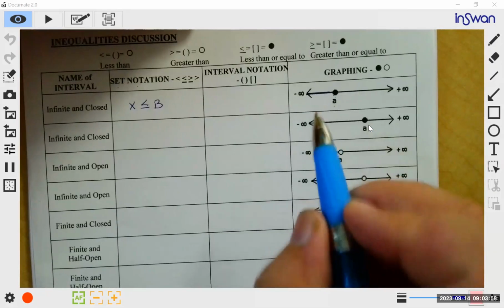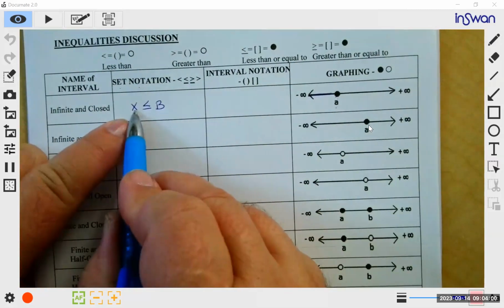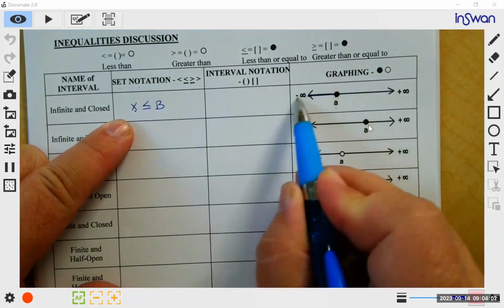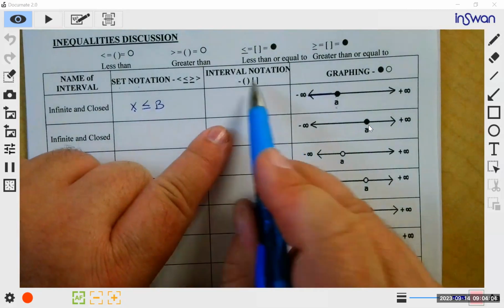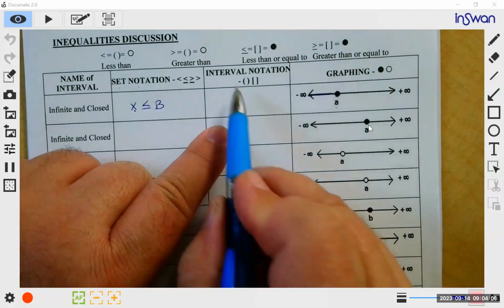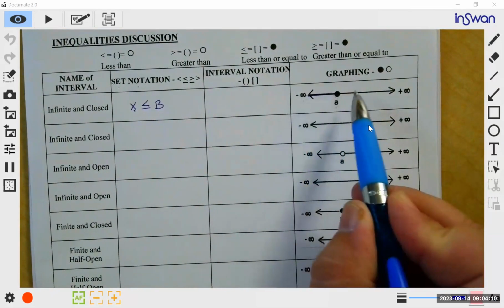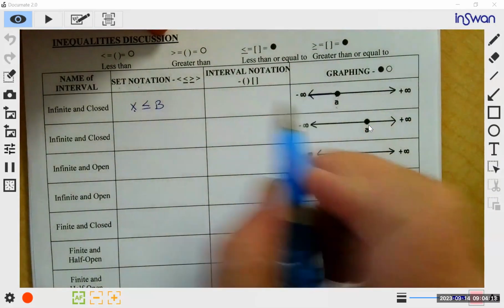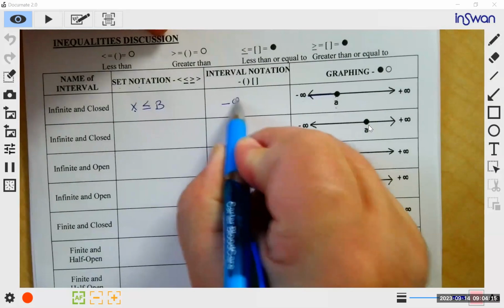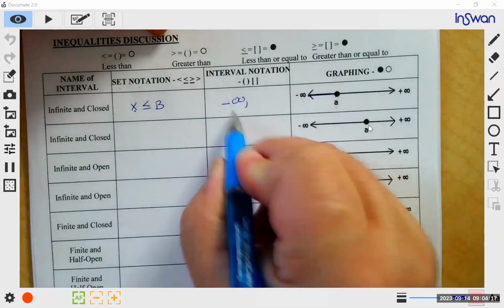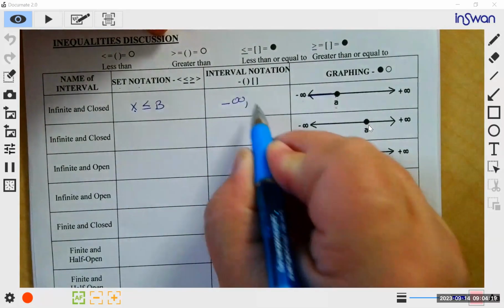All right, and that's what that says. I'm reading left to right. So this is anything. Here's B. X is anything less than. In interval notation, when you fill these out, start from the left side and go to the right. On the left-hand side, we start with negative infinity. That's where we start. And when do we stop? At B.